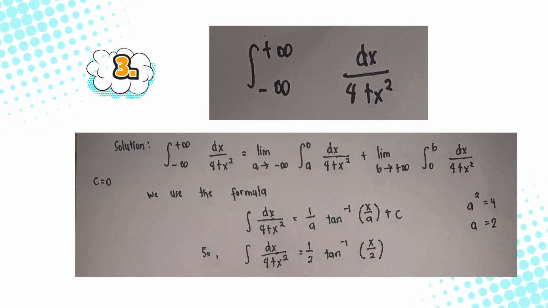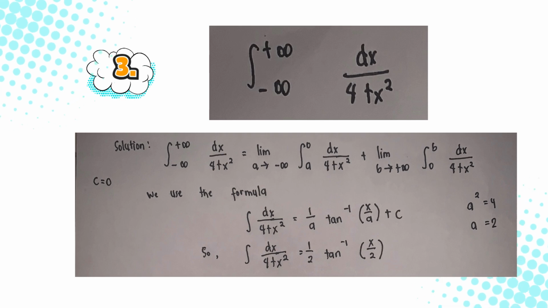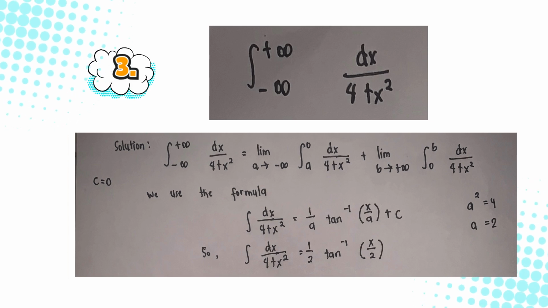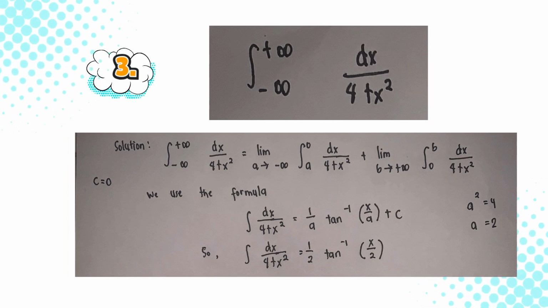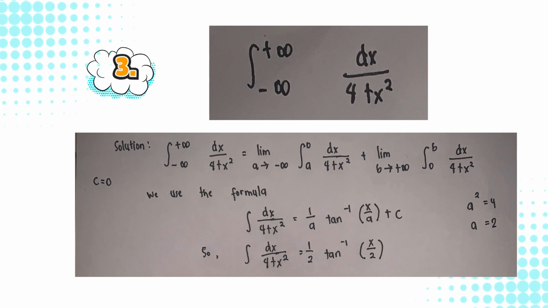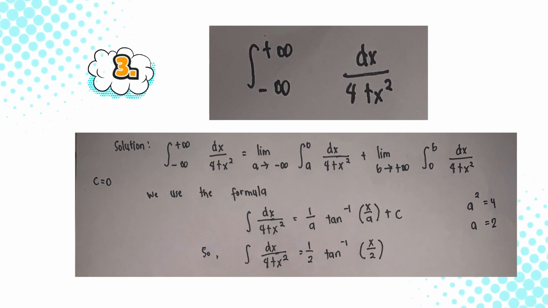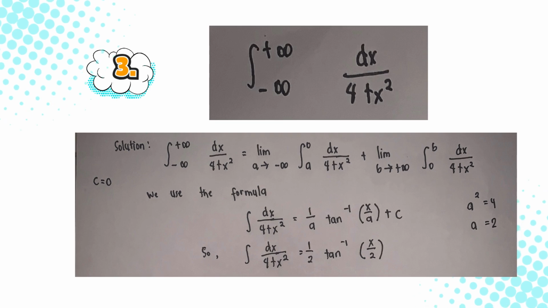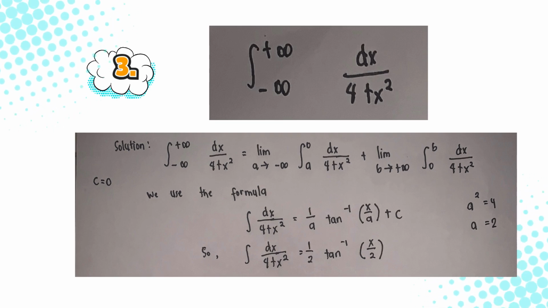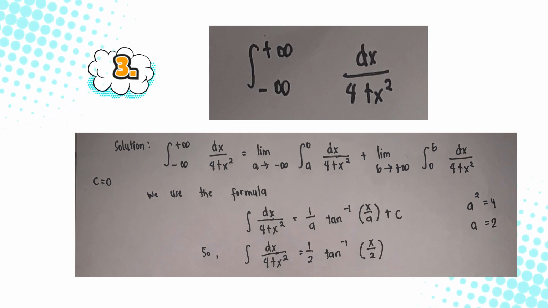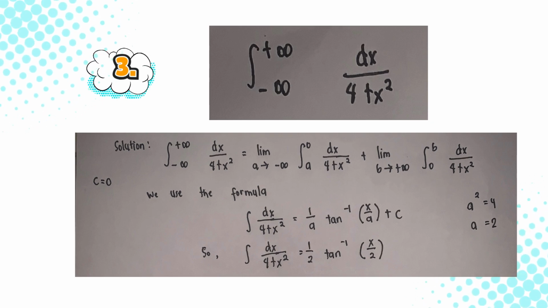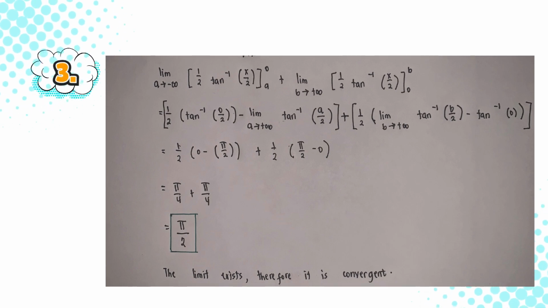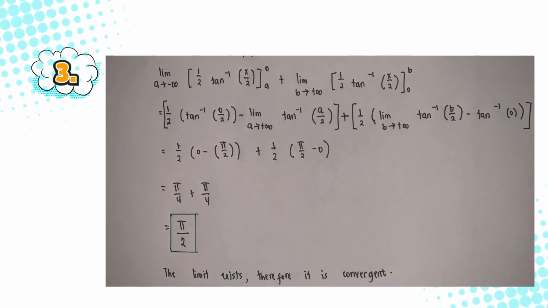This comes from using the substitution and the known derivative of the inverse tangent function. Our a squared in here is 4, so our a will become 2. So the integral of dx over 4 plus x squared is equal to 1 over 2 times the inverse tangent of x over 2 plus c. So now we are going to apply the definite integral and the limits.